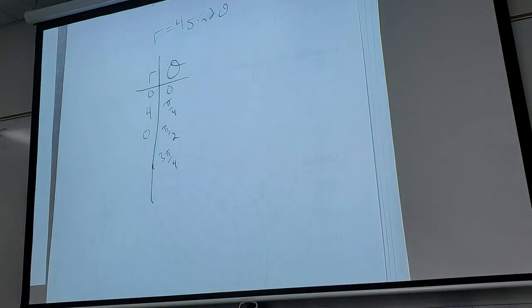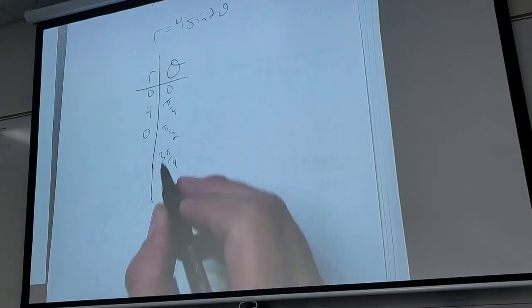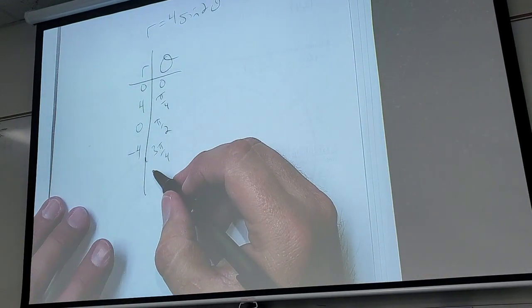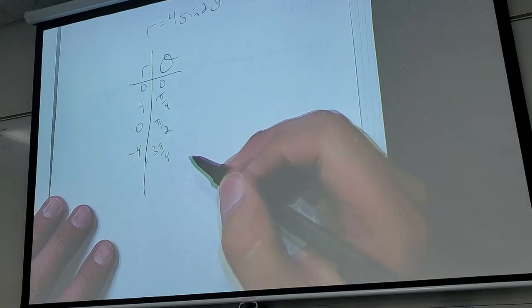3 pi over 2, sine, negative 1. So negative 4 here, right? Negative 1 times 4. So you can see the pattern, and you can see why maybe we need better resolution.